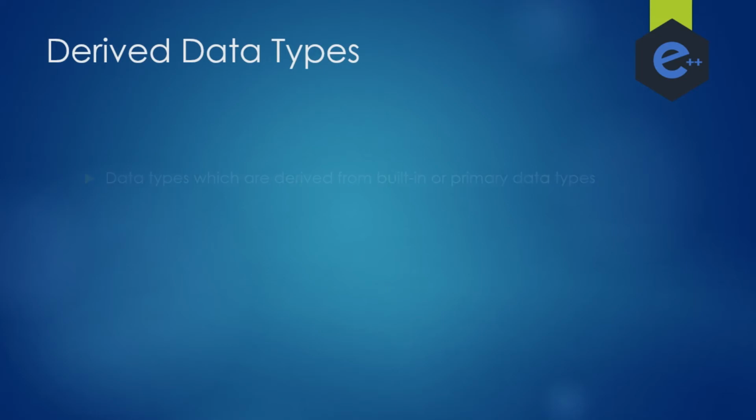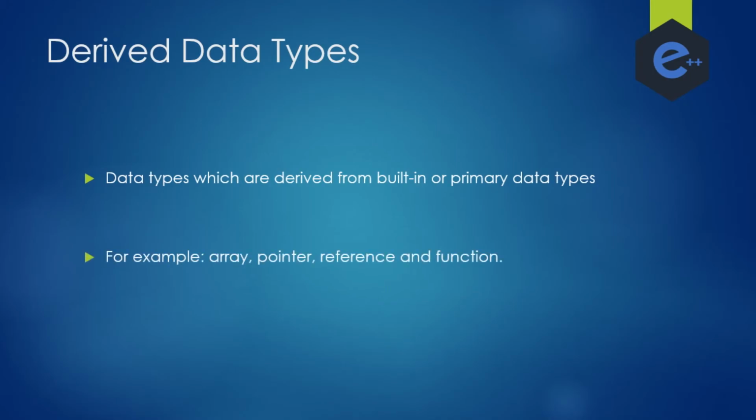Now we will see derived data types. Derived data types are data types which are derived from built-in data types or primary data types. For example, array, pointer, reference and function. We will learn them in detail later.